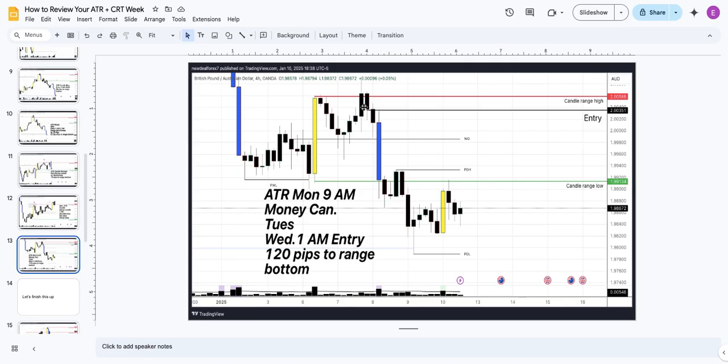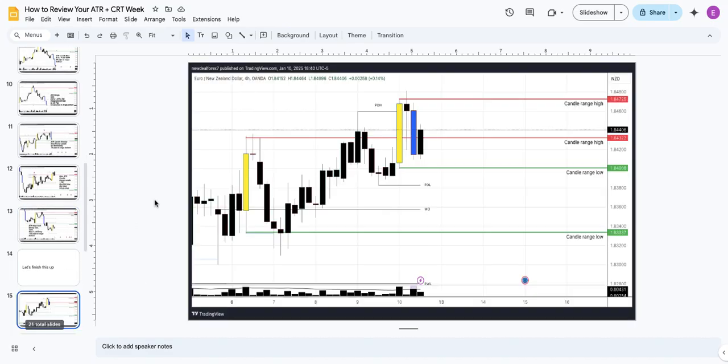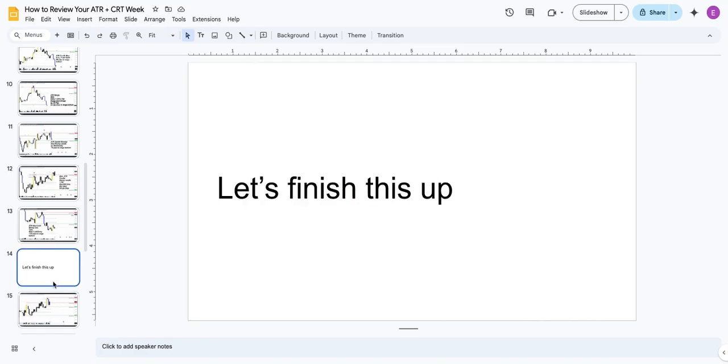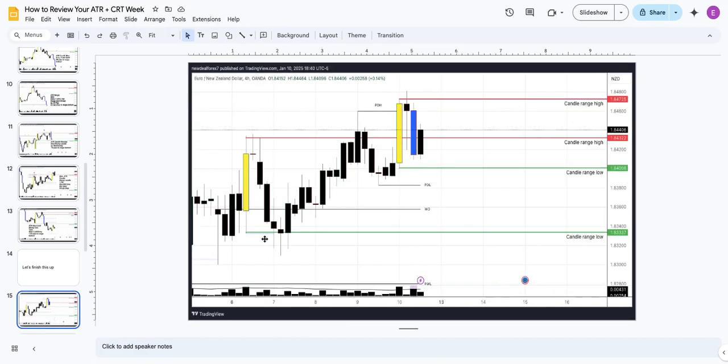Okay, big ranges is what I like to see, and ideally with a straight drop down to it, done deal, easy. So let's finish this up now because I want you to try to practice and see what you can see on the rest of these. So we got a couple of ranges here, but I want you to pause the video, take a look to see if you can find the money candle and a decent entry.